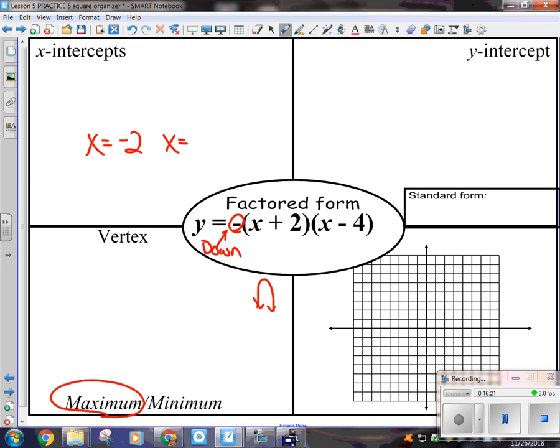-2 and +4, which corresponds to (-2, 0) and (+4, 0) when I put them on a graph. Okay, let's go do that. (-2, 0), (+4, 0). Is everybody feeling good about x-intercepts? Factored form is perfect for that.